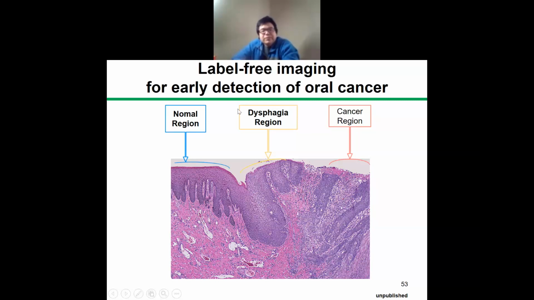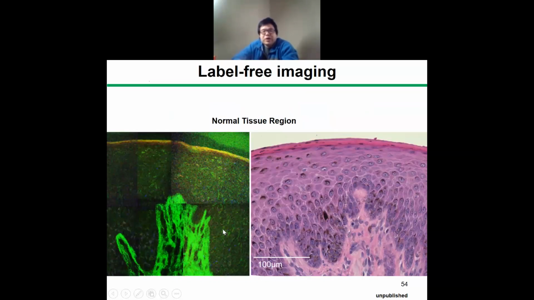This is an example using the H&E slide to show where the normal, squamous, dysplasia, and cancer areas are. Using the multi-photon endoscope, we try to demonstrate that we can provide histology-like images in real time, to replace this traditional time-consuming process.